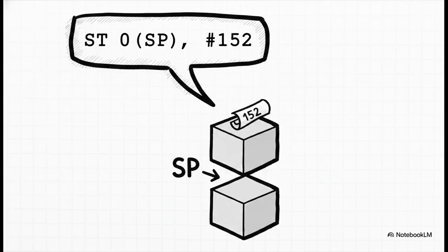This instruction right here is our step 2. The ST just means store. It's telling the computer take the return address, let's say it's address 152, and store it at the very top of the stack, which is what our stack pointer, SP, is pointing to. That's the come back here note.